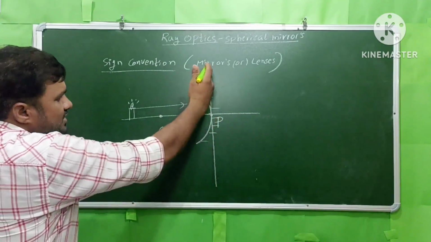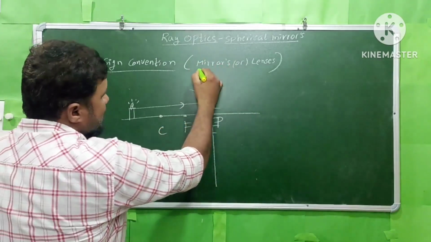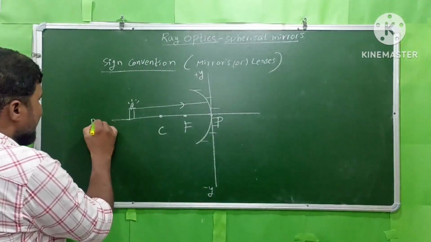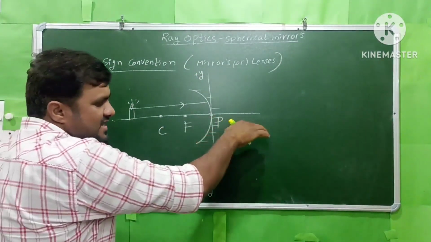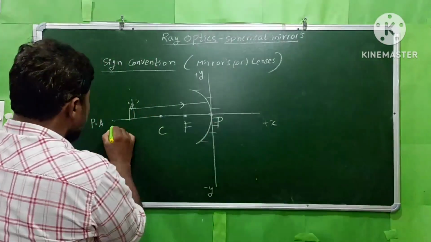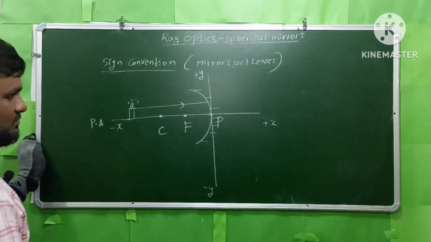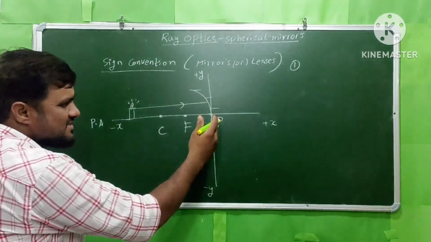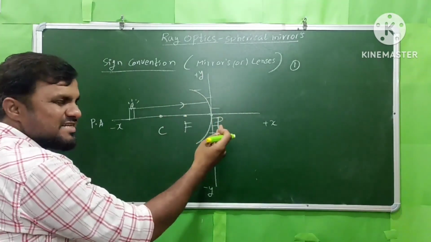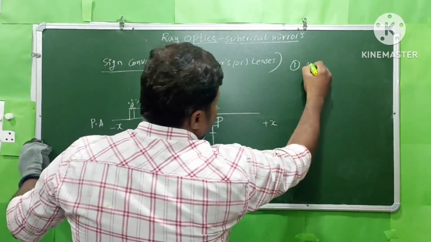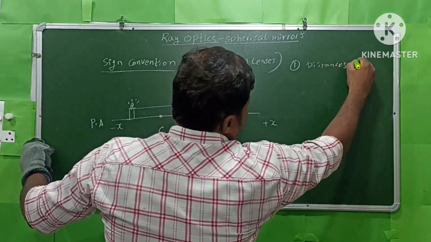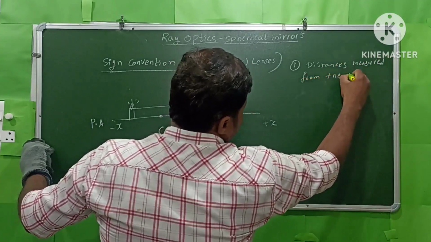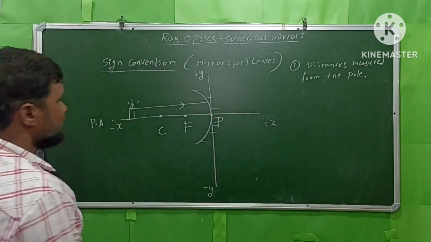Let us imagine the vertical imaginary axis as Cartesian coordinate system. Suppose this is plus y, minus y. And the principal axis as imaginary x-axis, plus x, minus x. Now, firstly, you have to remember all distances along the principal axis are strictly measured from the pole or optical center.